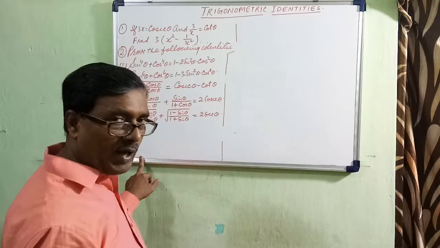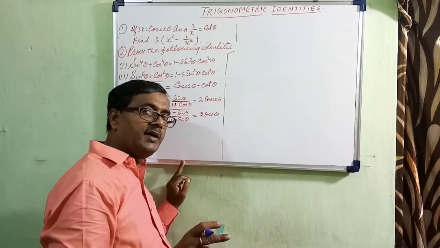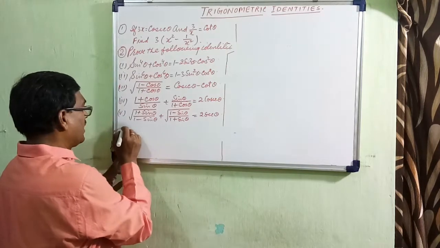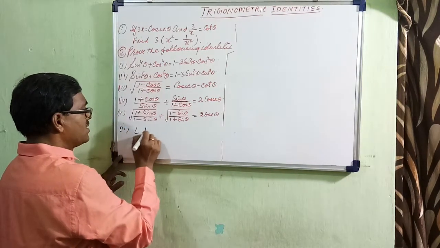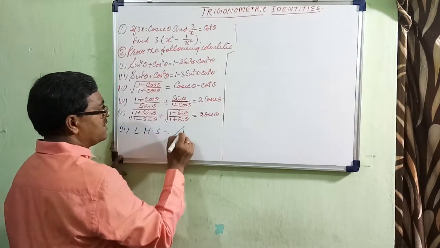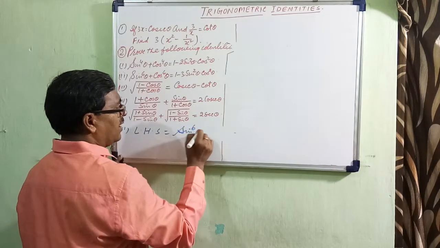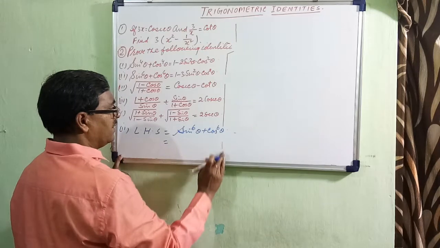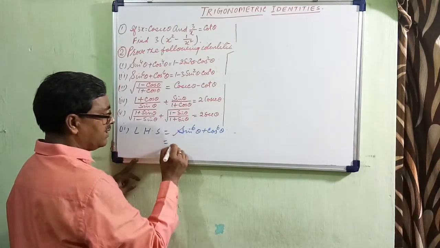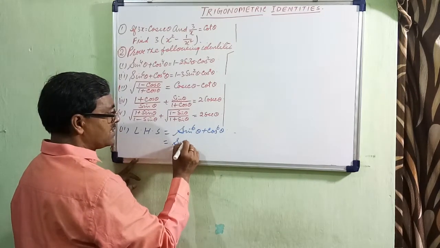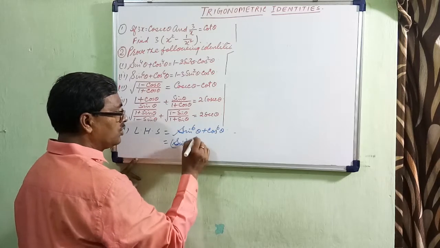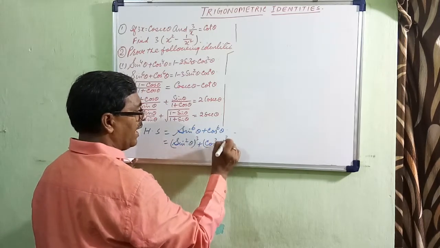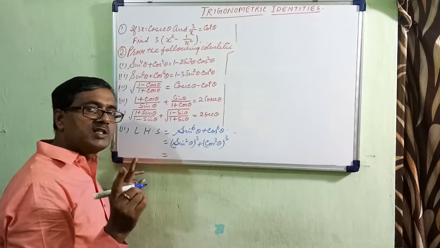For the second one, we also have to use the algebraic identities as well as the trigonometric identities. What is that? Second, LHS: sin^6 theta plus cos^6 theta. Then sin^6 theta can be written as (sin^2 theta) whole cube plus (cos^2 theta) whole cube. And what is a^3 plus b^3?